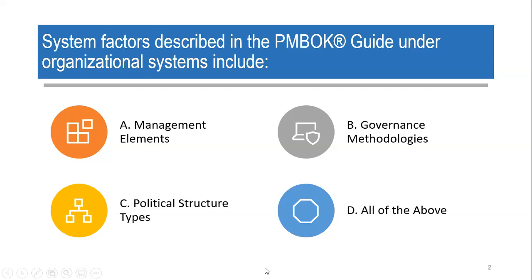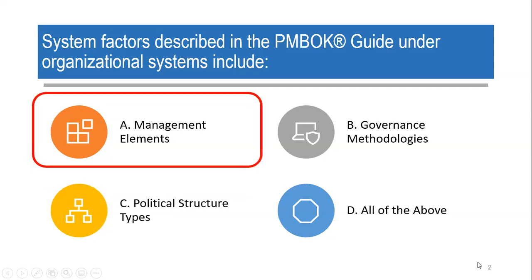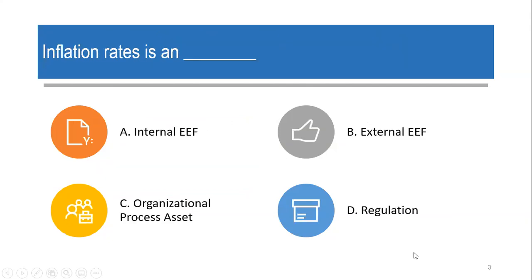The answer to this, my friends, is A. It's management elements. Beware of political structure types. That is not considered under organizational systems. I would advise you to open up to chapter 2 and take a look at the right answer. You do need to know some information about organizational systems for your test. Let's move on to the next one.